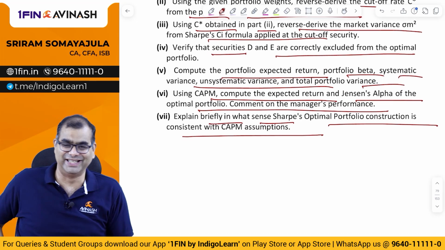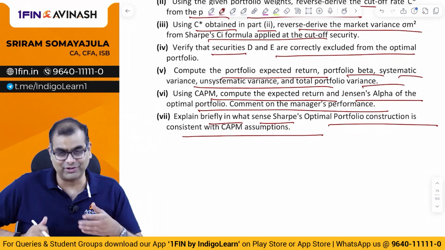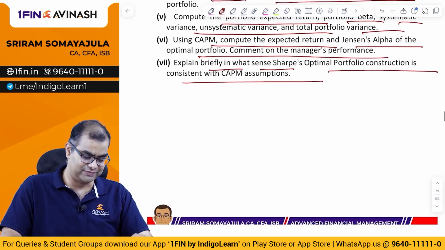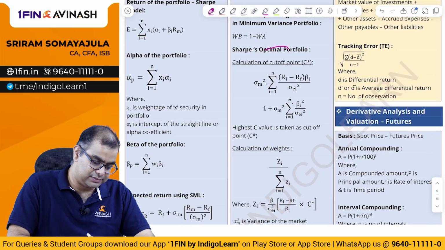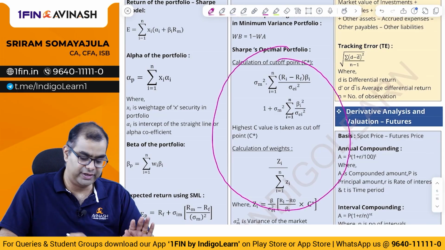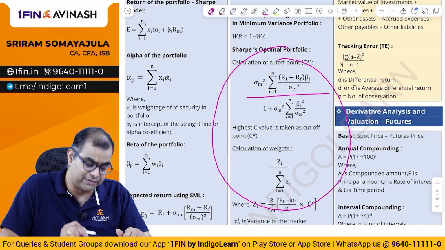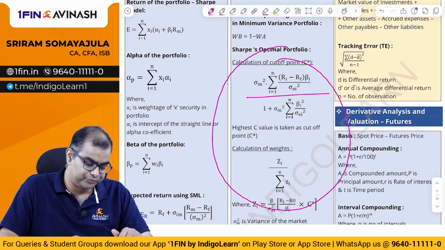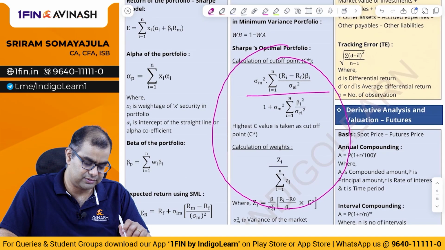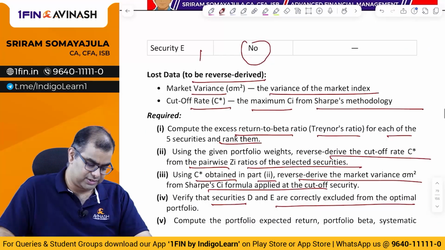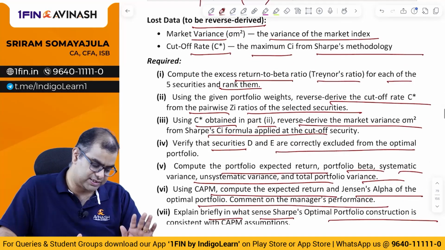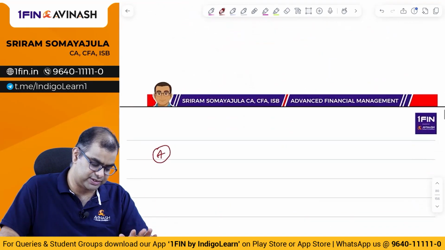We will see. First of all, we have to remember the formula itself. Formula itself is a nightmare. These are the formulae. We will look at weights, we will look at cutoff point. It's divided by, there's a line missing there. Market variance into sum of RA minus RF into beta by unsystematic variance. First question, let us get the formula. Compute the excess return to beta ratio for each of the 5 securities and rank them.